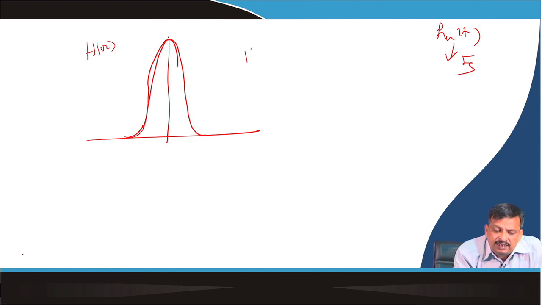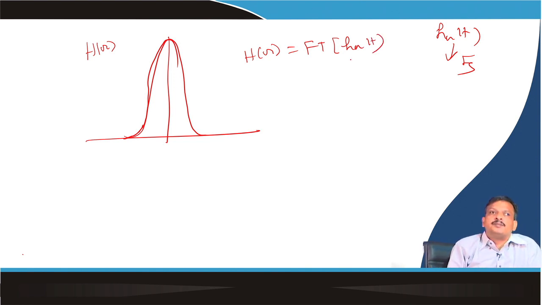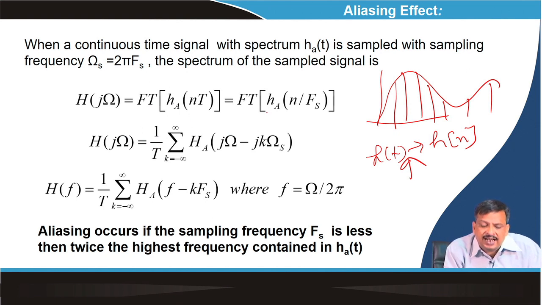H omega is nothing but the Fourier transform of HAT. Now, HAT is periodic, and the Fourier transform is periodic. In the digital domain, the period is defined by Fs, 2 pi. Sampling frequency is 2 pi, Fs is equal to 2 pi. So if in mathematics I say this, then what will happen? It is nothing but HAN by Fs.